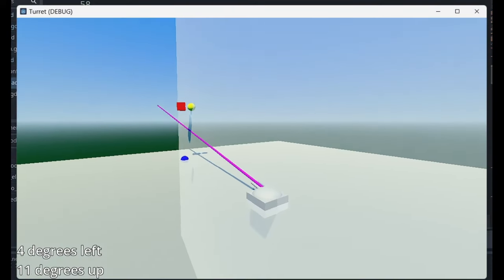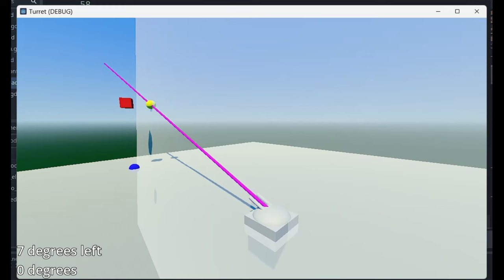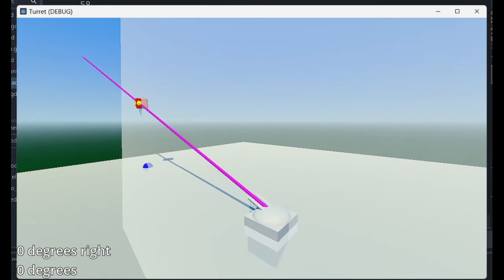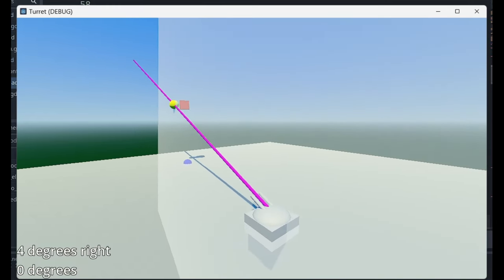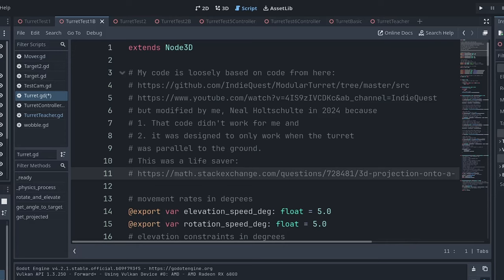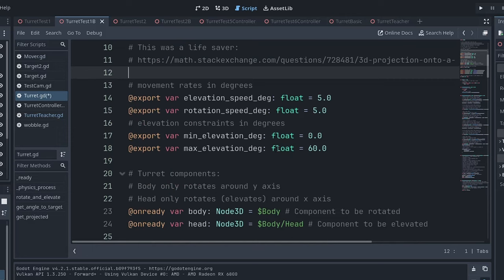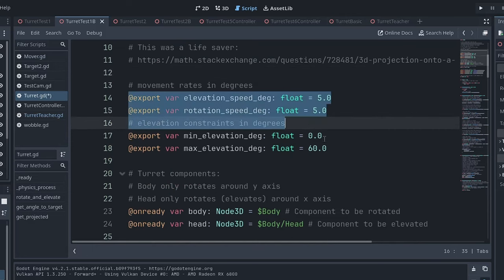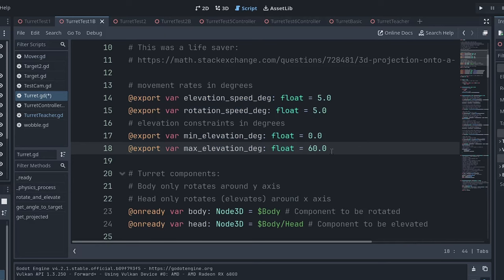And again, the whole point of this is because we basically want to flatten out where our target is at onto a flat surface so that we can just worry about rotation in two dimensions. So similar to the tutorial that I based my code off of, I export some variables to control the turret: how fast it elevates, how fast it rotates, and also a minimum and maximum elevation. That just makes the turret look a little bit more real so that the guns don't rotate through the bottom of the turret or up above 90 degrees, or in this case, 60 degrees is what I set it to.